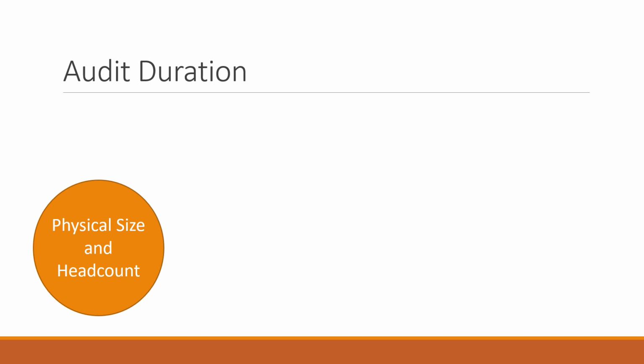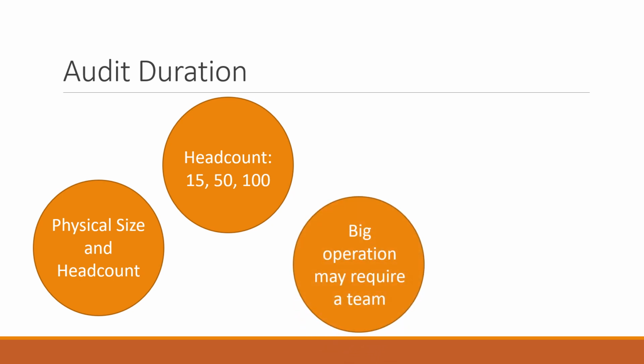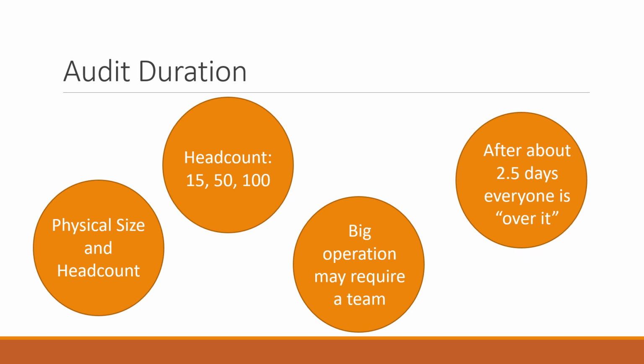Audit duration depends on several factors, including the physical facility size, the head count, and the complexity of the activity. Generally speaking, the cutoff is around 15 employees for 1 day, 50 for 2 days, and 100 employees for 3 days. Big operations usually have teams of auditors that come in and do the audit to shorten the actual duration. In my opinion, after having done this a few times, an audit really should never last more than about 2.5 days. By that length of time, everybody's over it. So it's actually better if the audit goes longer than that to have multiple auditors.